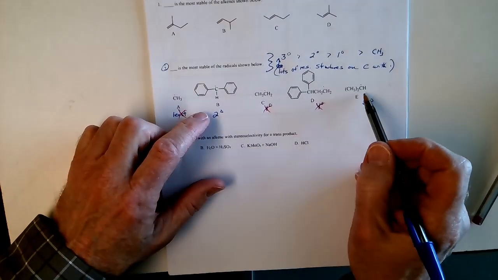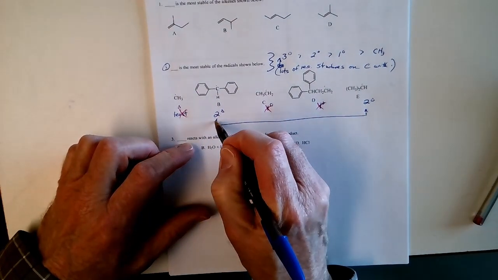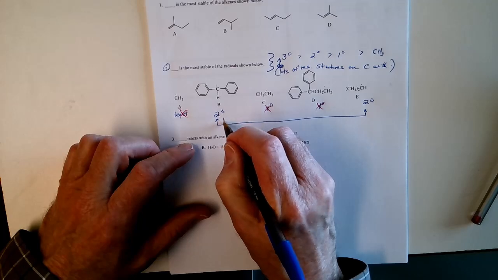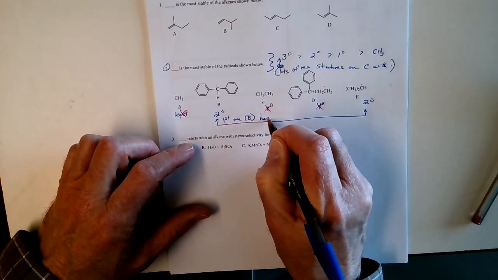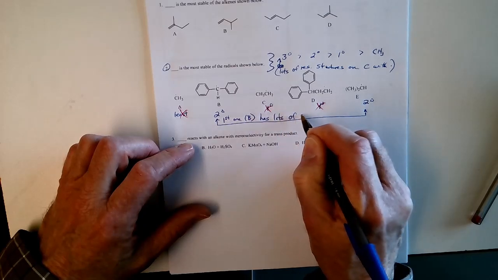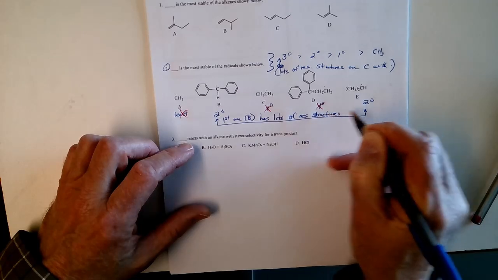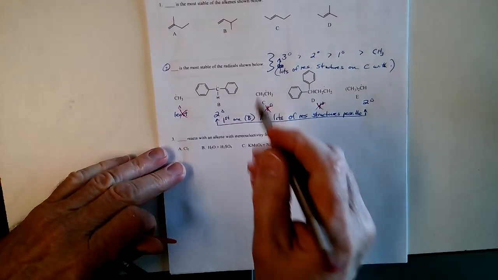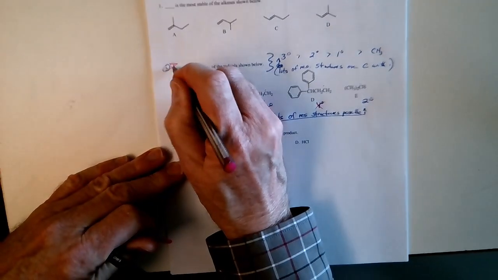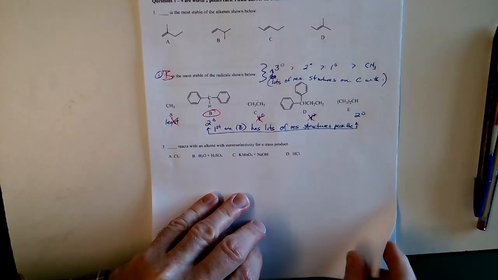Of the two secondary ones, it looks like this one right here, the first one, which is B, even though both are secondary, has lots of resonance structures possible. So that's your reasoning. And you would say, well, it must be B then. Okay, moving on to the next ones.